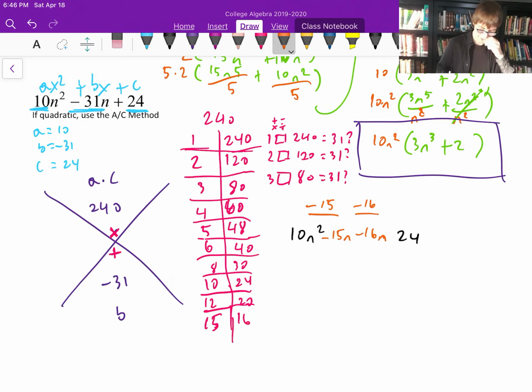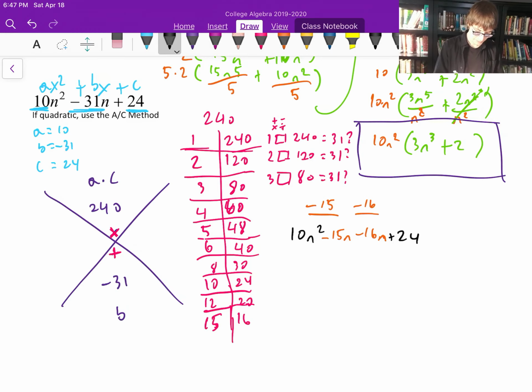Now you might be saying to me, no, Mr. Jurczyk, that's a problem. This looks like it's more confusing than it was before. Don't worry, I'll make it simpler for you. This is going to be much easier in the long run. So just trust me here. So we've got 10n squared minus 15n minus 16n plus 24.